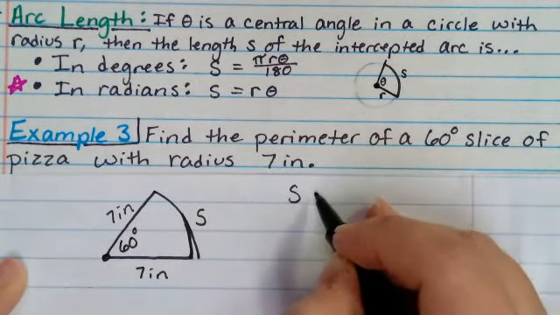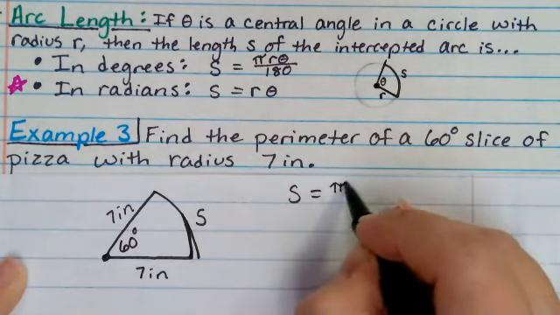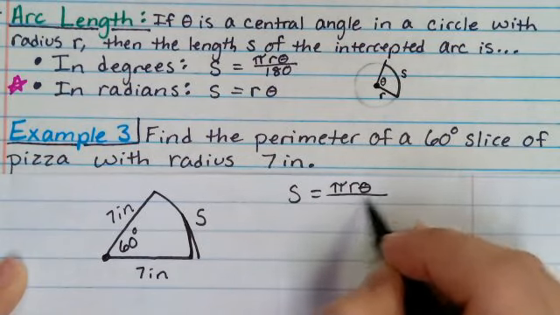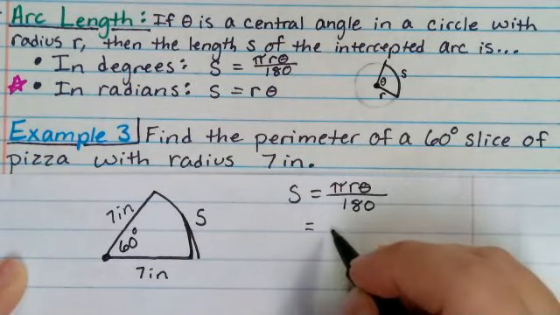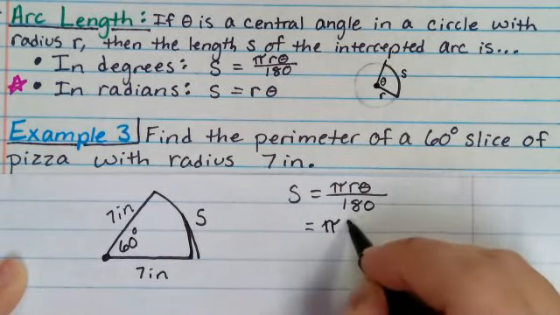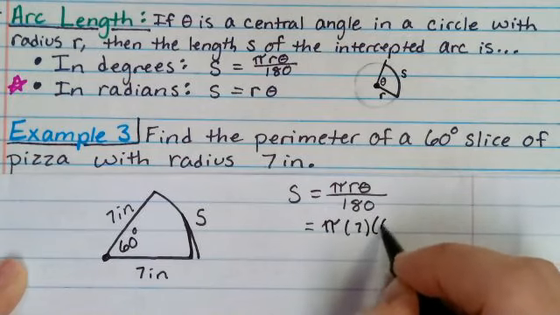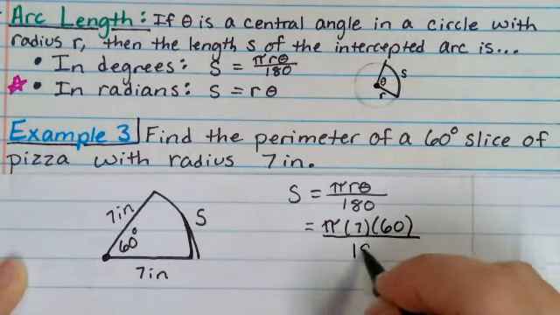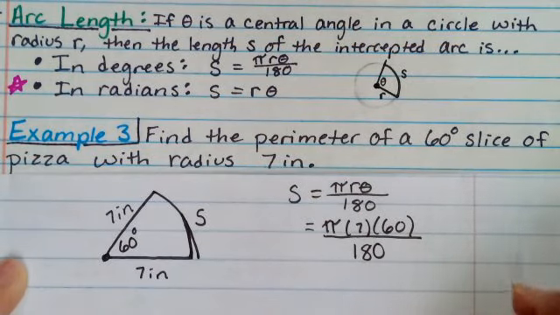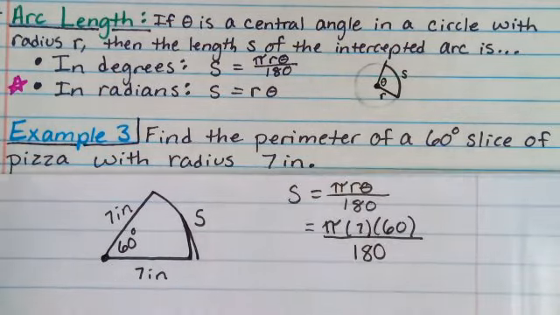That's the one that says S equals pi r theta divided by 180. And then we just plug the values in. Pi times my radius, which is 7, times theta, which is 60, all divided by 180. Now, I divide things a little weird. You may have noticed that in class.